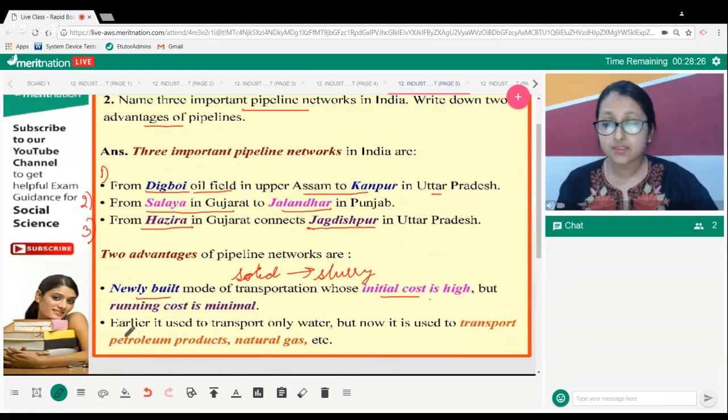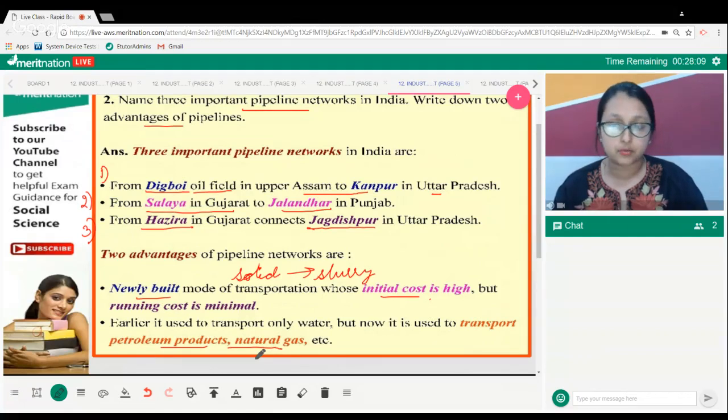Okay, next, earlier it used to transport only water, but now it is used to transfer petroleum products, natural gas, and also some solid materials which can be converted into slurry. So these are the advantages of pipeline networks.